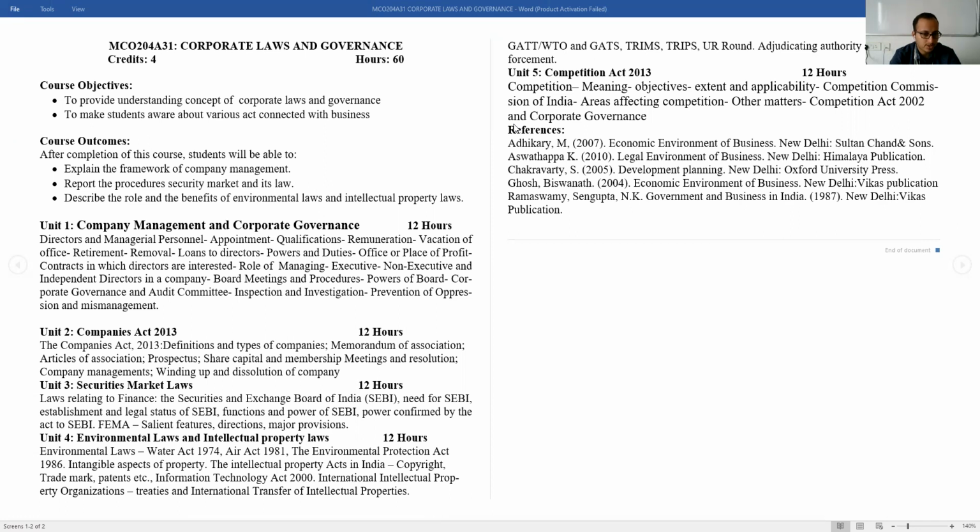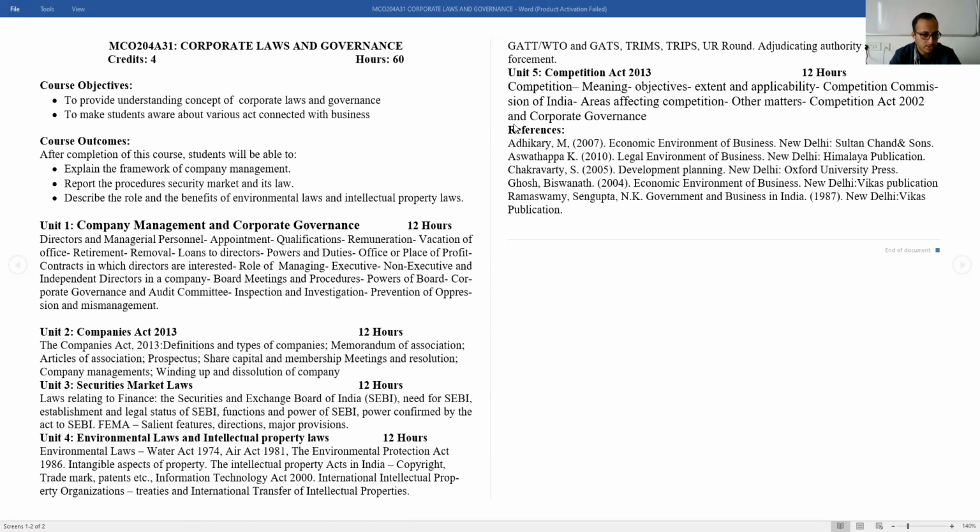So the Companies Act 2013: what are the different provisions and definitions, types of companies as per the Companies Act, then what is memorandum of association, articles, prospectus, share capital, then membership, meetings and resolutions, company management, winding up and dissolution of companies. These topics we'll be covering in the second unit.